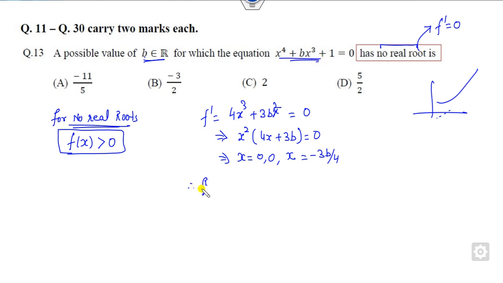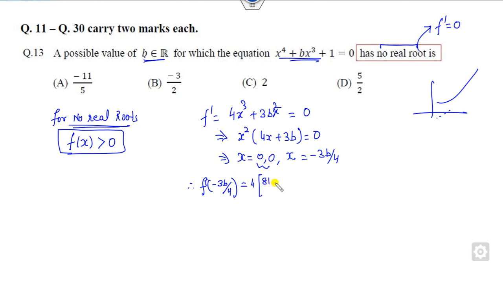So therefore when x is 0, it will be 1 is 0, that is not possible. So the only value is x equals minus 3 by 4. So if you substitute minus 3 by 4 here, what will happen if x is minus 3 by 4? You can substitute here.